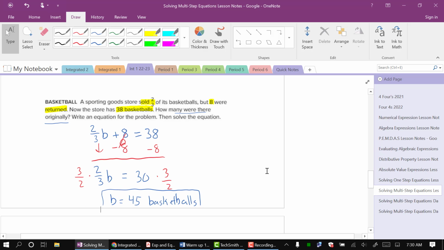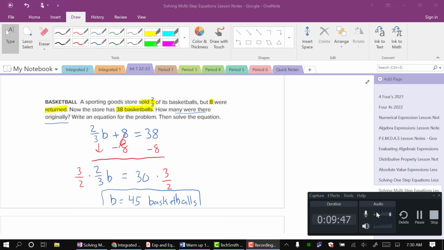So take a moment and write a summary of what we learned for today, and then you can use these notes to help you answer any practice problems that you have.